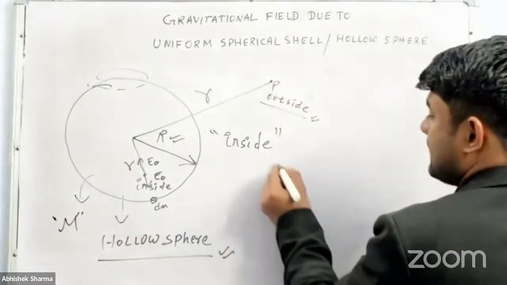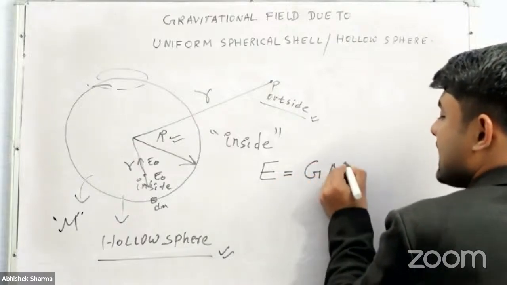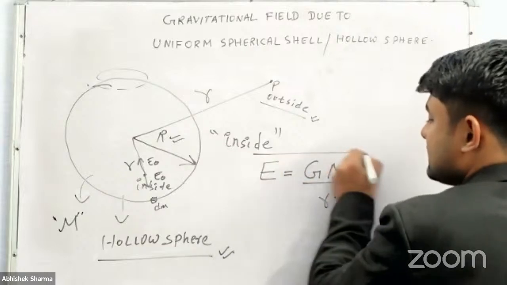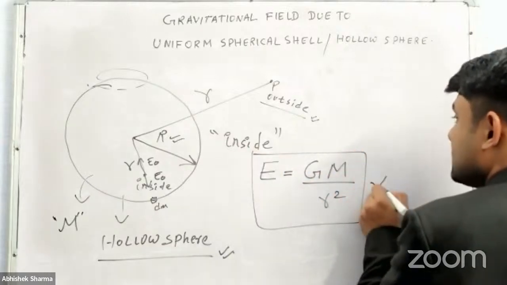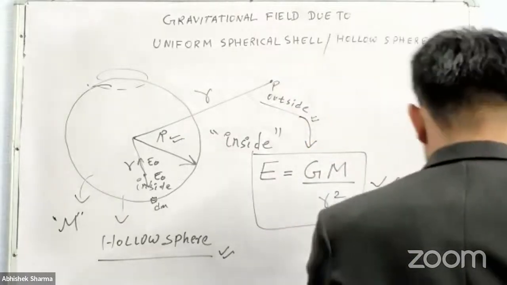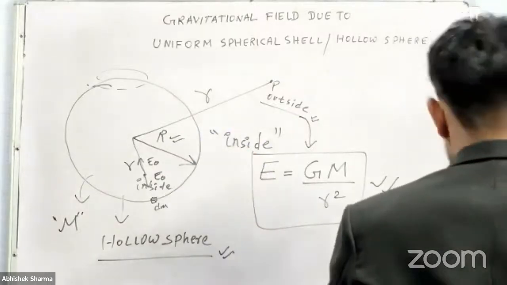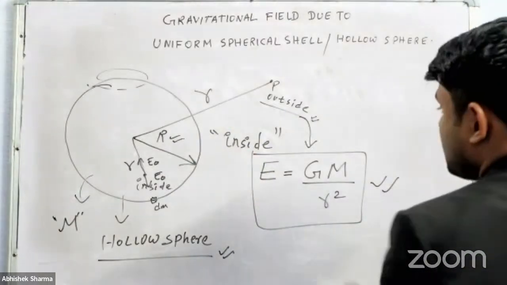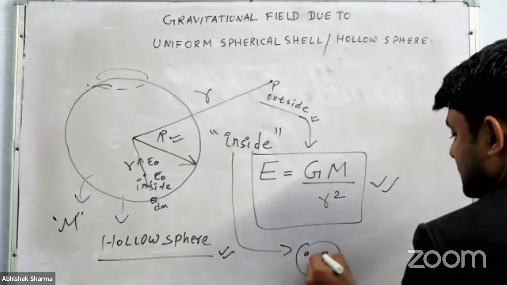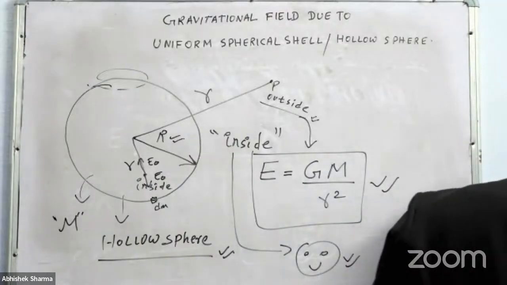So we'll say gravitational field intensity for outside point is G M upon R square, where R is the outside distance. Very easy. So you can write it down like this. So this is for the outside point. Inside we know it. Let me write both the things together. So for the inside point, this goes to 0. Please note it down.